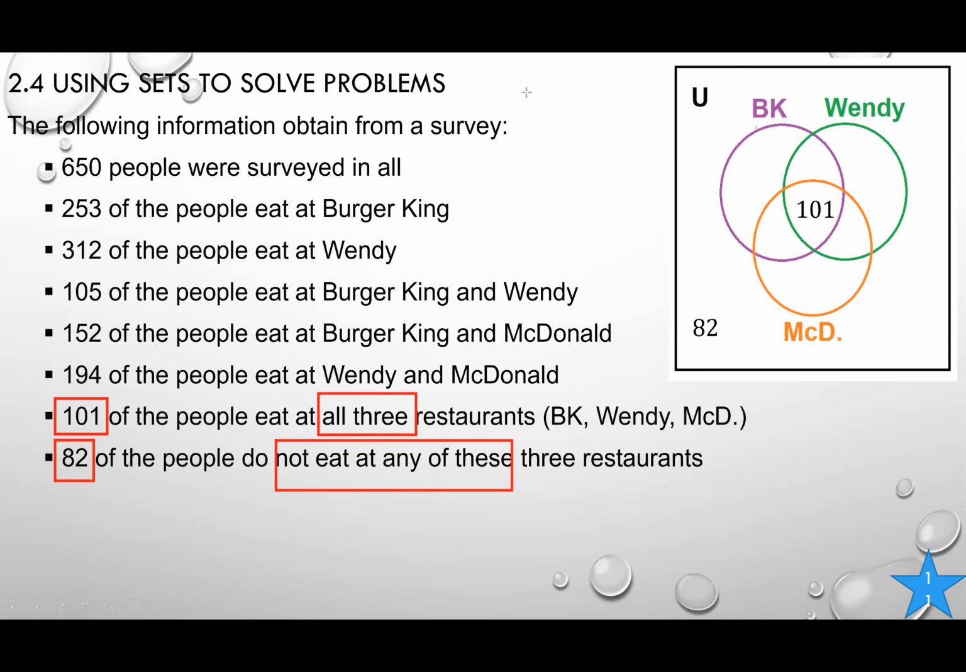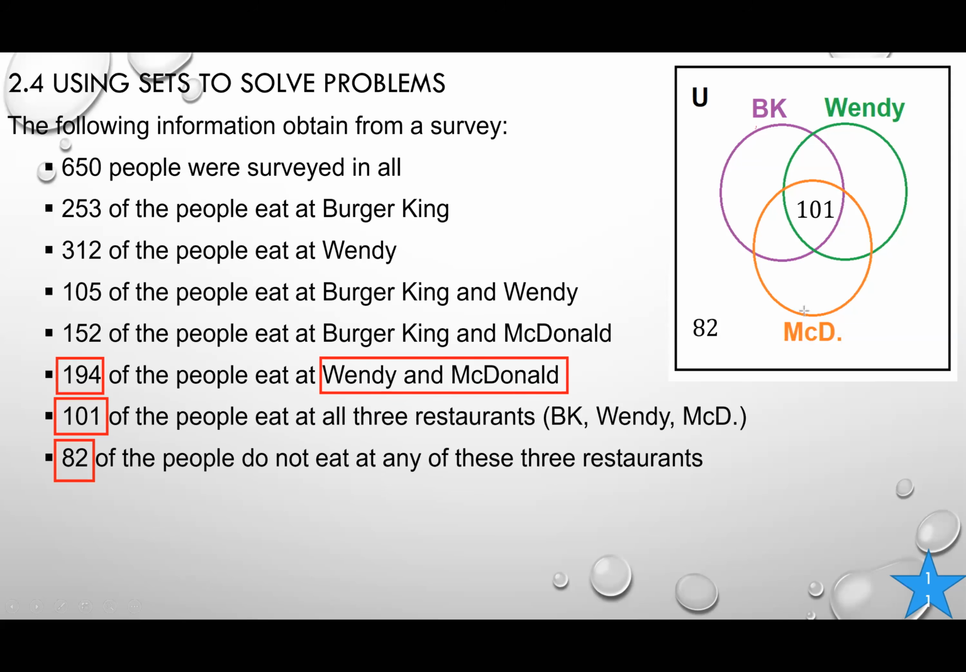So once you have those two, let's dissect what's left. If you go to this number, 194, that is Medano and Windy. The two regions that make up Medano and Windy are these two regions. This region here is the overlap. I don't care about Burger King. I know that these two red dots are the regions that make up the overlap of Windy and Medano.